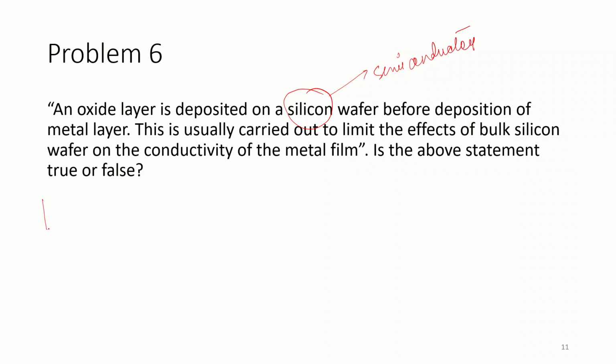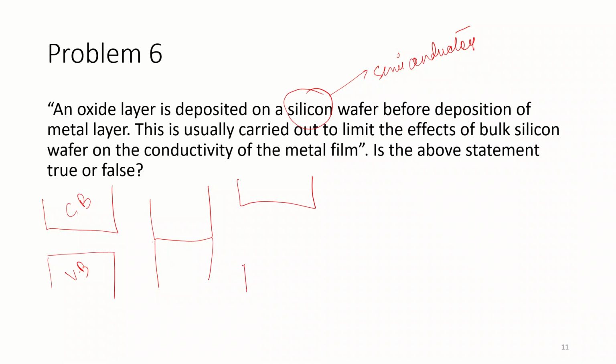What happens in a semiconductor is you have a very small gap between the conduction band and the valence band, while in metals or conductors this gap is not there. And in insulators, the gap is what is called Eg.